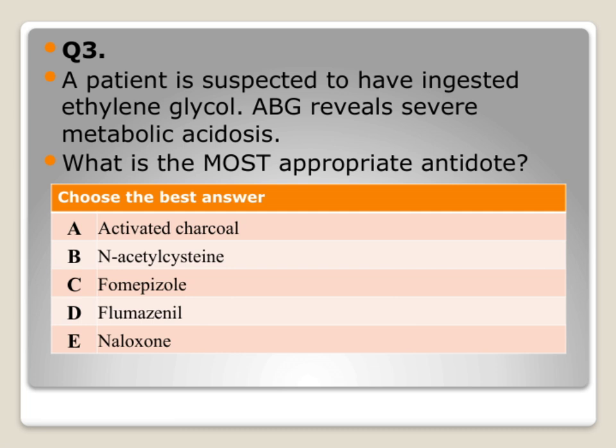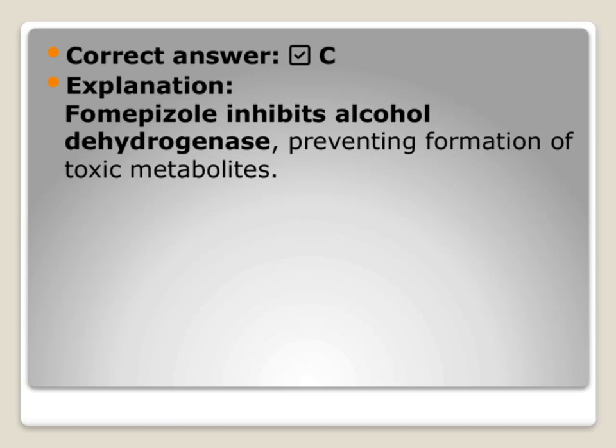While other options like activated charcoal can absorb some toxins, they aren't effective for ethylene glycol poisoning. N-acetylcysteine, flumazenil, and naloxone are used for different toxicities and won't help here. Therefore, the best choice in this scenario is fomepizole, as it directly targets the metabolic pathway responsible for the toxicity. This highlights the importance of understanding the pathophysiology to select the correct antidote. The correct answer here is C, and I want to explain why.